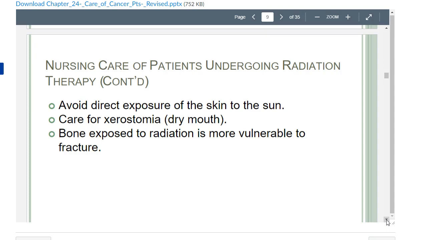Avoid direct exposure of the skin to the sun, and that's a really important thing, especially if people really like to be in warm places and be out at the beach. Sometimes up to a year, it's really recommended that the people stay out of the sun because it can cause some very, very serious burns. Care for xerostomia, which is dry mouth. Remember, bone exposed to radiation is more vulnerable to fractures. You want to think about that kind of stuff.